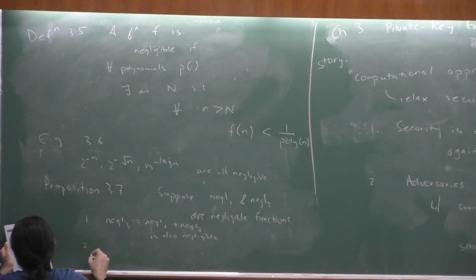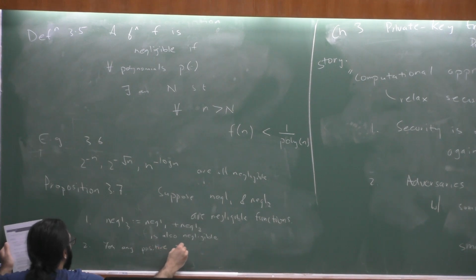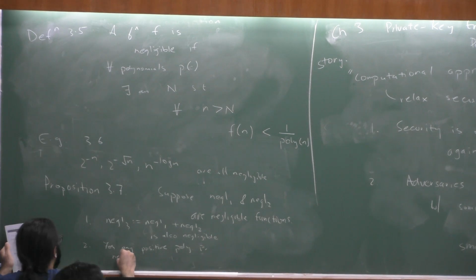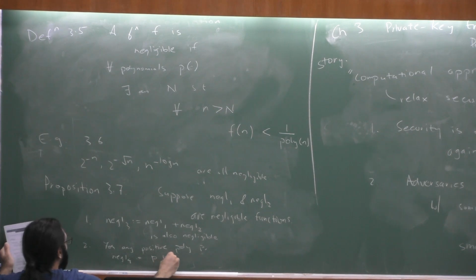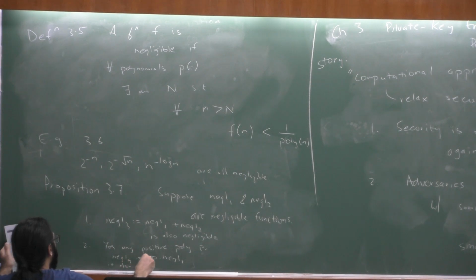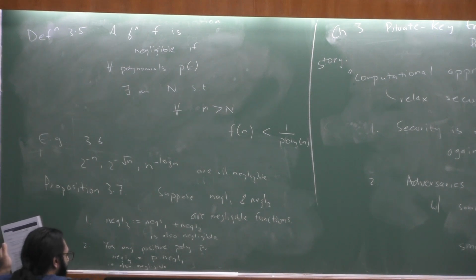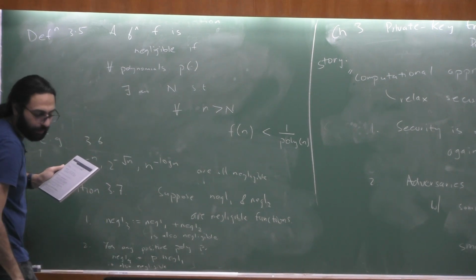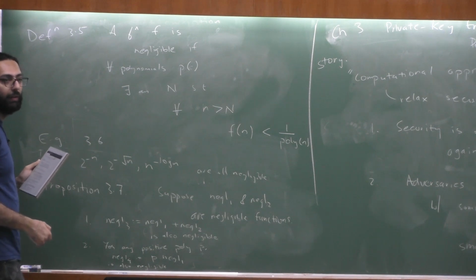Okay, and then essentially a corollary of this is, for any positive poly P, negl 4 defined as P times negl 1 is also negligible. Okay. Sorry, it essentially follows from the definition. But it's good to know.